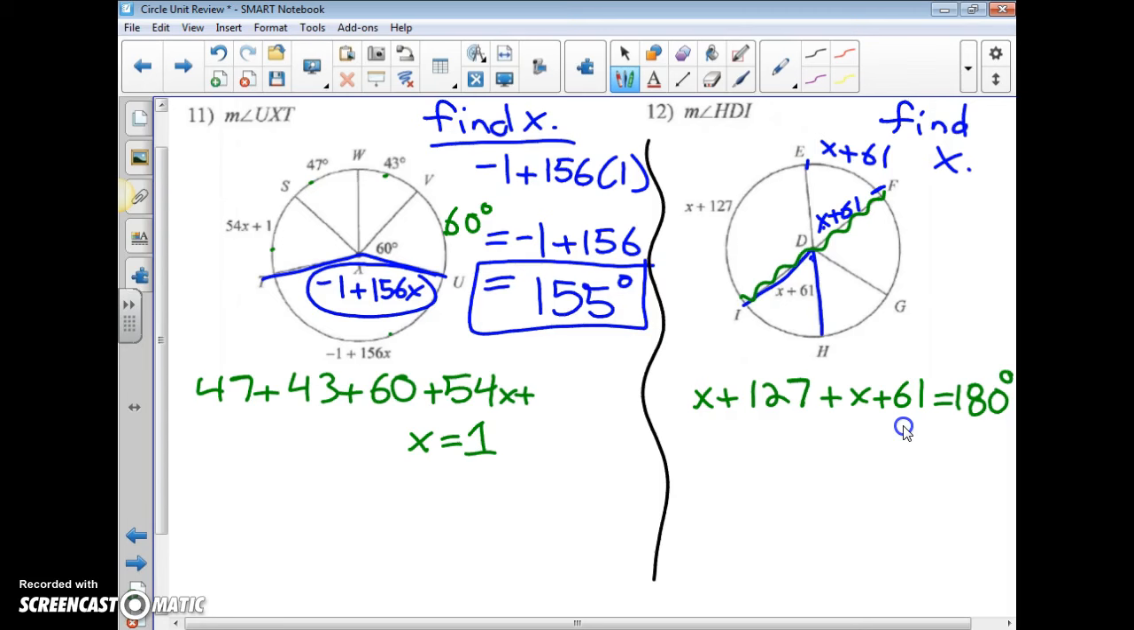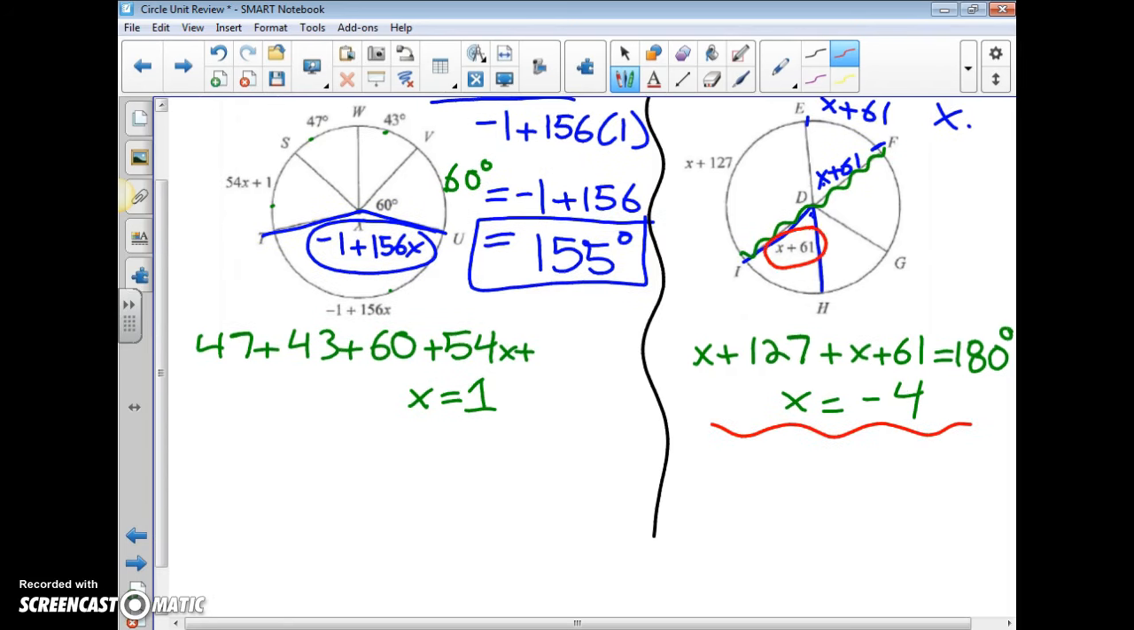If you work that out, you wind up getting that x is equal to negative 4. Again, x is a number that I'm plugging in. I'm not saying that an angle is negative, because watch what happens. When I plug it in, and again, right here was the angle that I want, x plus 61. When I plug in negative 4 plus 61, I wind up getting an answer of 57 degrees for that angle.